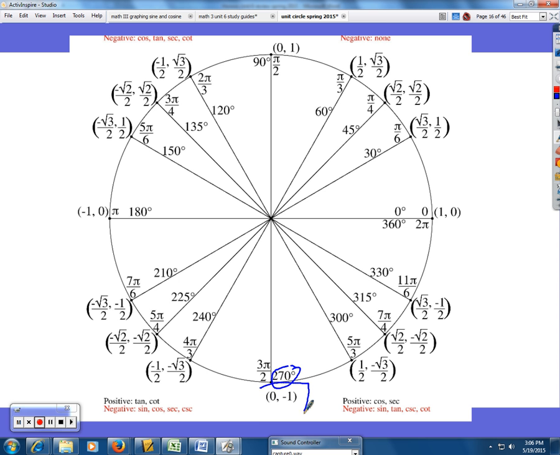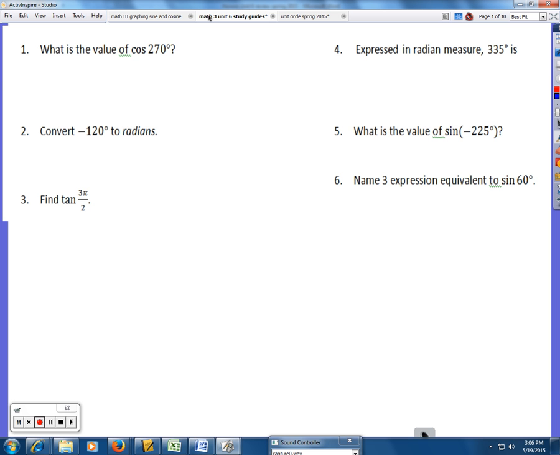So we want to find the angle 270 degrees right here. So we use the point. The coordinates of that point are 0, -1. So when I look for the cosine, I'm using the point 0, -1. Remember, in any point, cosine is your x value. So 0 would be the value of the cosine of 270 degrees.